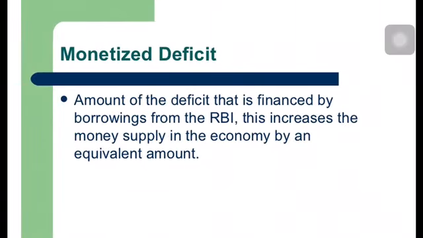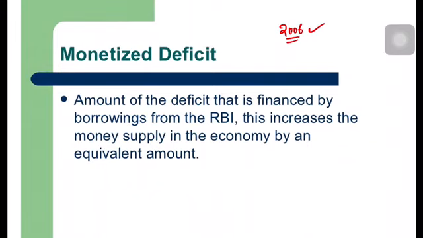Next one is called monetized deficit. Monetized deficit is a concept followed by the government. It is nothing but the borrowings made from the RBI through printing fresh currency. For example, let's say in 2020, the government has a deficit of 5 lakh crore. Now the government will go straight to the RBI and ask it to print fresh currency. The RBI prints it and delivers it to the government, and the government uses it. This is a method we followed till 2006, but in 2006 this method was discontinued.